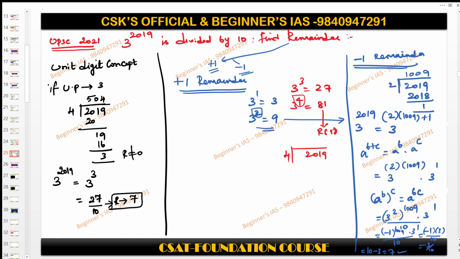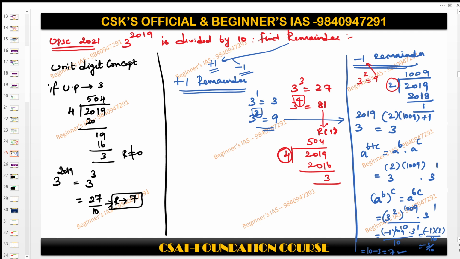Here in this case, 2. Understood why 2 here, why 4 here? In this case, 3 power 2 is 9, that gives you minus 1 when divided by 10. Here 3 power 4, 81, gives you plus 1 as the remainder. In this case, the power of 3 is nothing but 4. So please remember this. Here 504 gives remainder 3 for 2019.